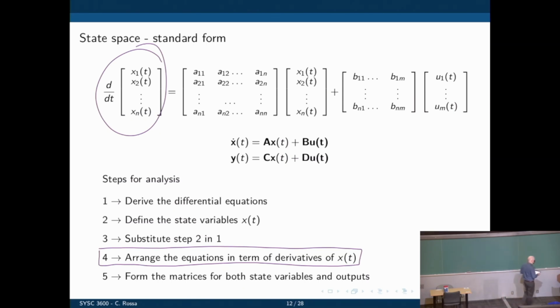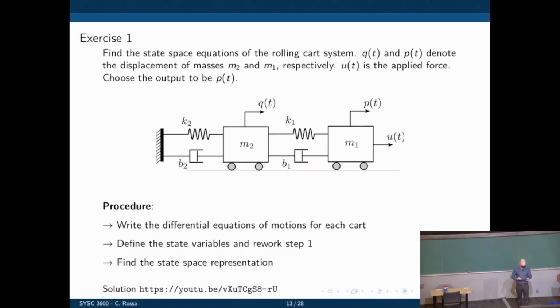Okay, so let's do another exercise following these steps and see if that will make more sense. Let me look at my notes here so I don't mess up my notation. Let's do this example. I'll do a few examples today.